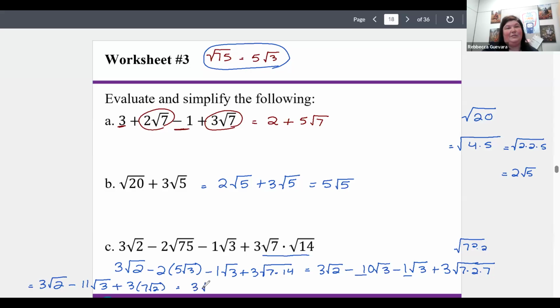So now we have 3 square root of 2 minus 11 square root of 3 plus 21 square root of 2. Now we have a like radical again. So the 3 square root of 2, 21 square root of 2 is just going to be 24 square root of 2 minus 11 square root of 3. Yes, that one was a lot of work. Don't tend to see that a whole lot, but it will pop up here on occasion.